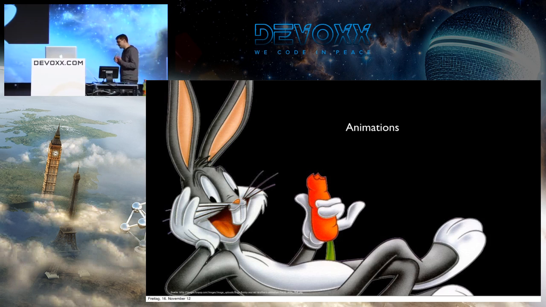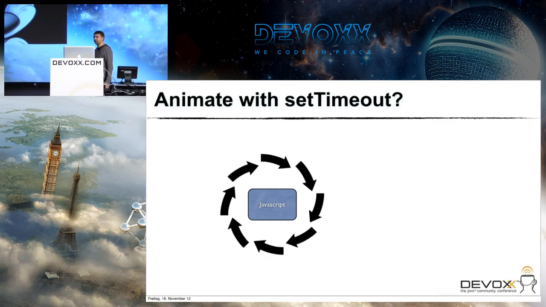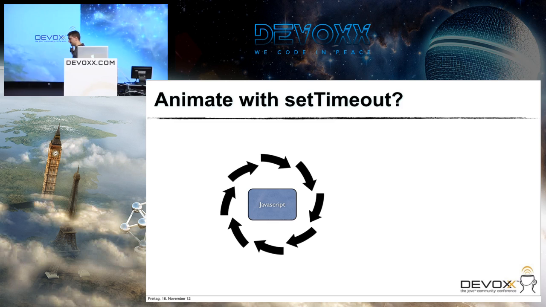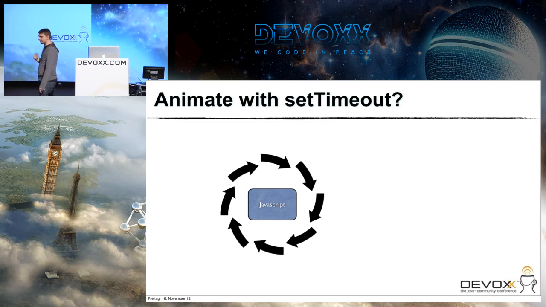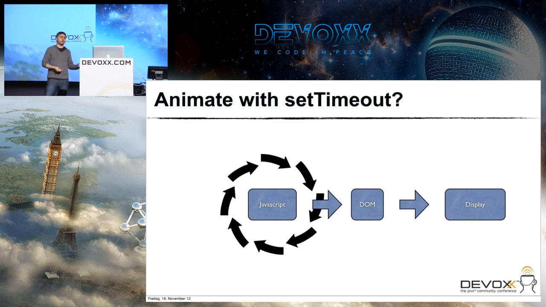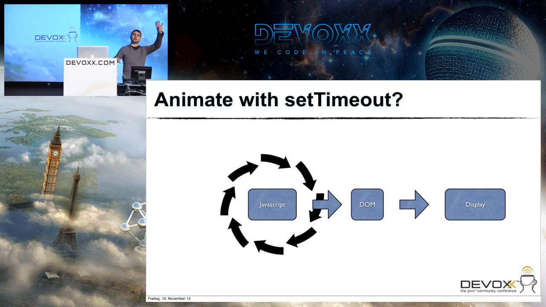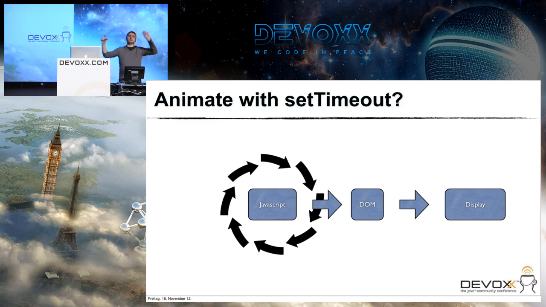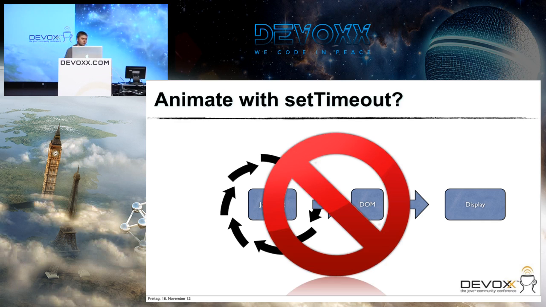They should feel the same, they should look the same as native animations. And some people animate a little bit like this. They build up a loop with setTimeout in JavaScript and periodically just update the DOM, which is going to update the display. Let's say you want to move a div from here to there. Basically what you're telling the browser is move it 1 pixel, move it 1 pixel, move it 1 pixel. There's no way it can optimize on that. It can just redraw the screen every time, which is very expensive. Just trigger layout and redraw. So don't do that.